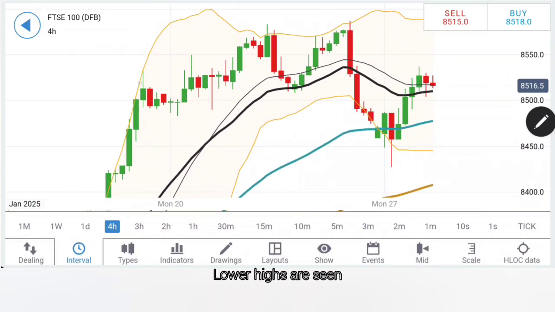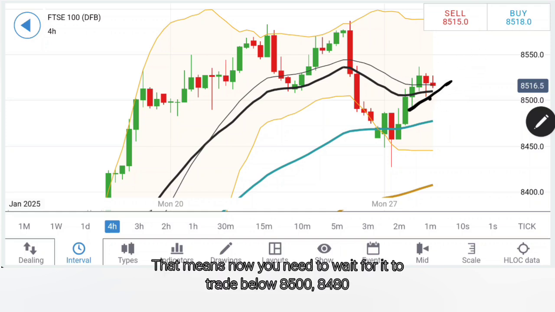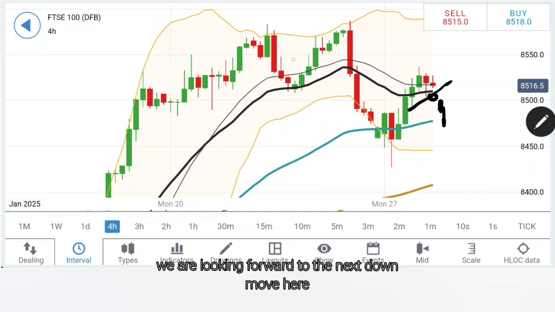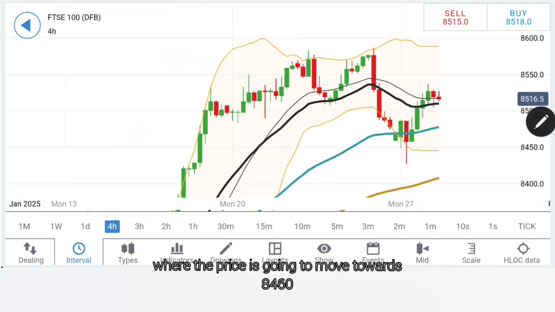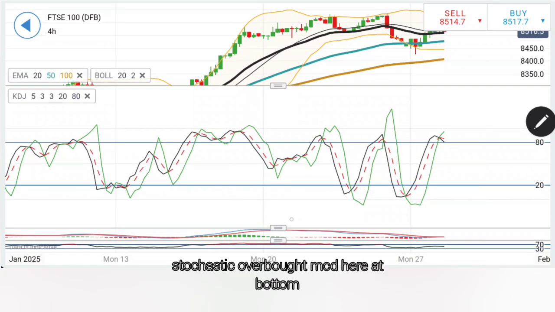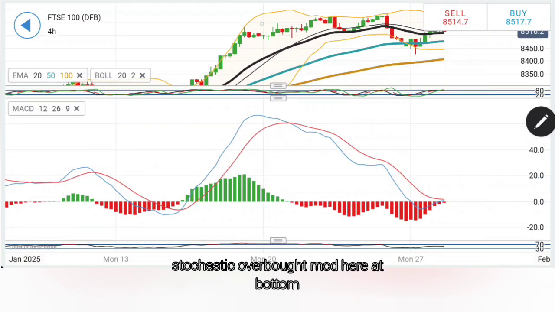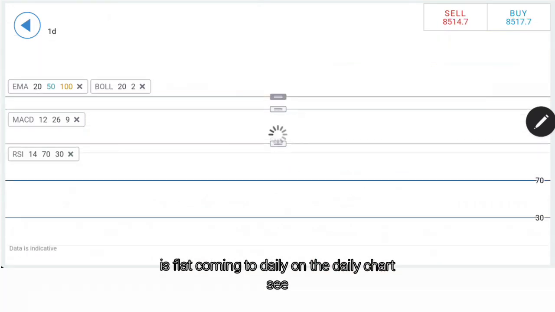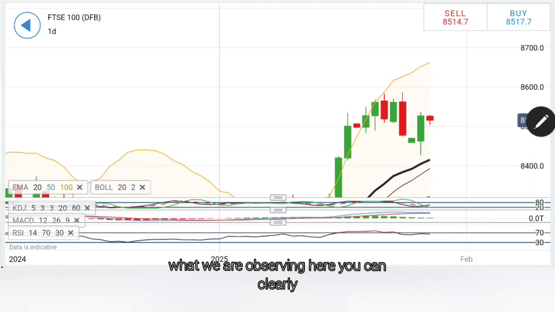Lower highs are seen, lower lows are seen here, and now the current candle is turning red. That means now you need to wait for it to trade below 8500, 8480, and then if these two levels are taken, we are looking forward to the next down move here, where the price is going to move towards 8460 and 8440 levels here. Stochastic overbought, MACD here at the bottom and trying to cross over for a buy. The RSI is flat. Coming to daily, on the daily chart, see what we are observing here.